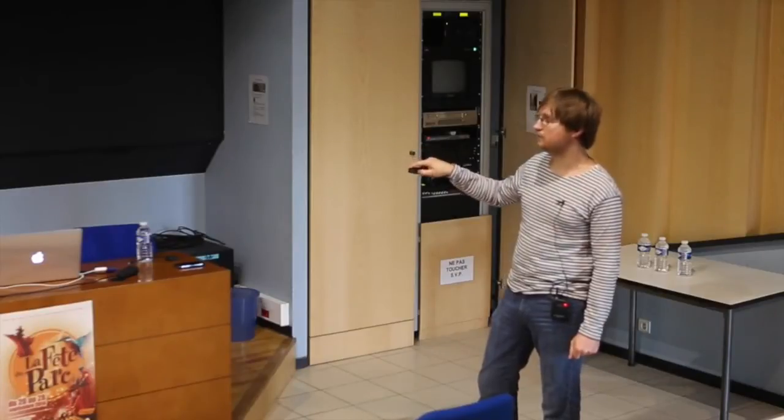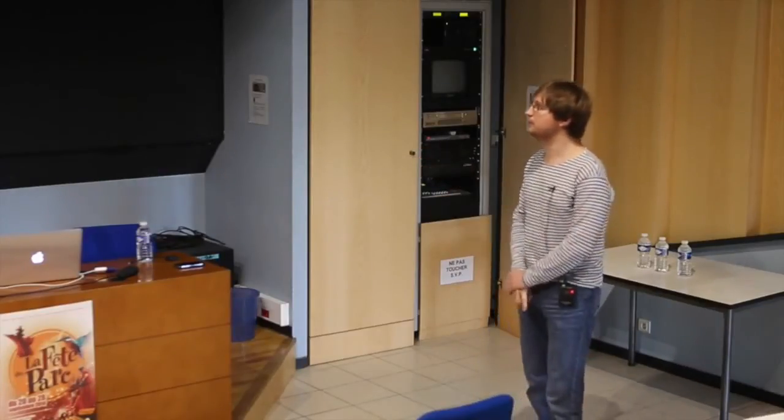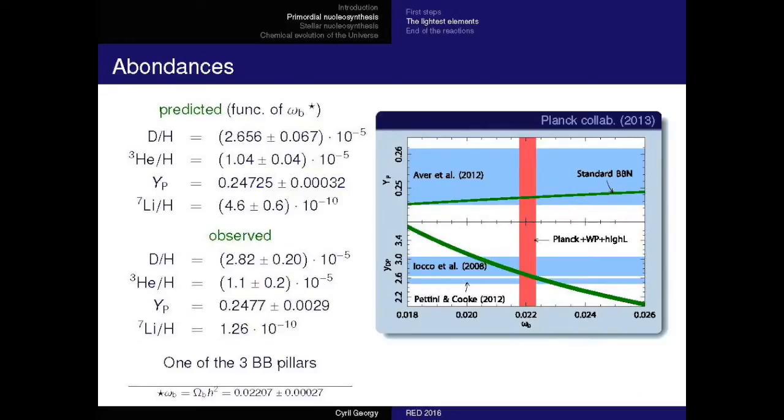It's a bit worse for the lithium, which is predicted at 4 to 5, and observed at 1. But lithium is very difficult to observe in objects young enough to be at the primordial abundance. Lithium is destroyed by stars. So as soon as you have stars, you destroy lithium. So you expect that the abundance of lithium in the universe will decrease as a function of time.